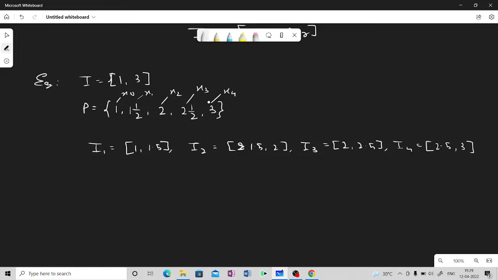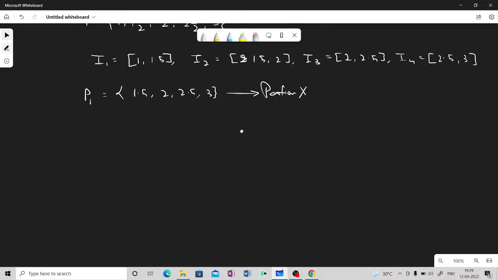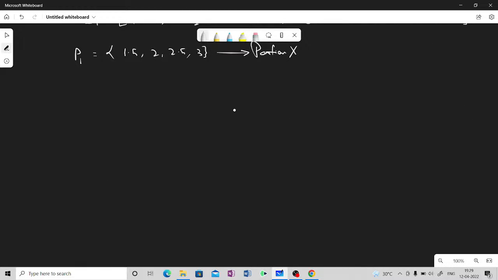But suppose we had taken a partition, let's say P1 as 1.5, 2, 2.5 and 3. This would not be a partition because it is not starting with the starting element of the given interval. Clear? So make sure the set you are taking is a partition and obeys all the conditions a partition must obey.